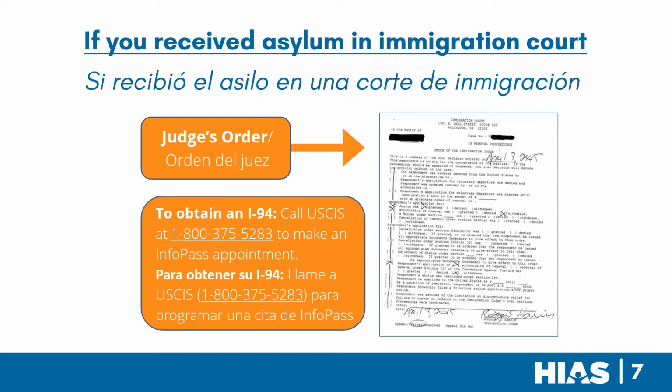And when you call USCIS, you will basically need to explain that you are a recently granted asylee and that you need to set up an appointment to get your I-94. And please be prepared to have your A number and order of the immigration judge in front of you, as they likely will ask you for this information. And in case it's useful, we do have an I-94 guide that walks you through all of the steps of setting up this appointment, which we will share out in an email to you all following this event.